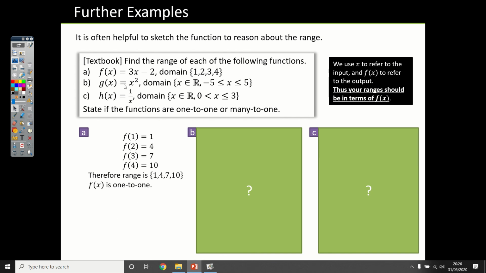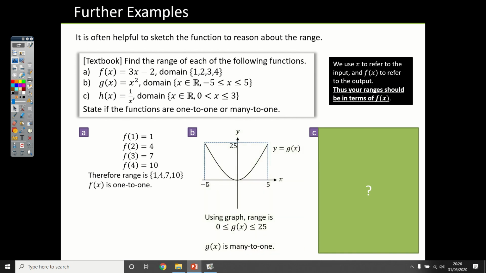Second one, g of x is x squared. This is the domain. We can plot it and get some idea of what it looks like. It goes from minus 5 to 5, and the height it gets up to is 25. The range of the function is everything covered vertically by this picture, and it looks like that's 0 to 25. The range of y's is 0 to 25, and that's how you'd write the range, as an inequality. It's also many-to-one because, as we saw on the previous slide, you can draw a horizontal ray and it will hit twice.